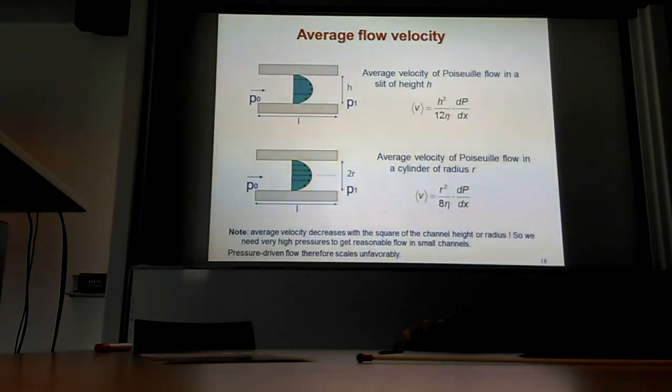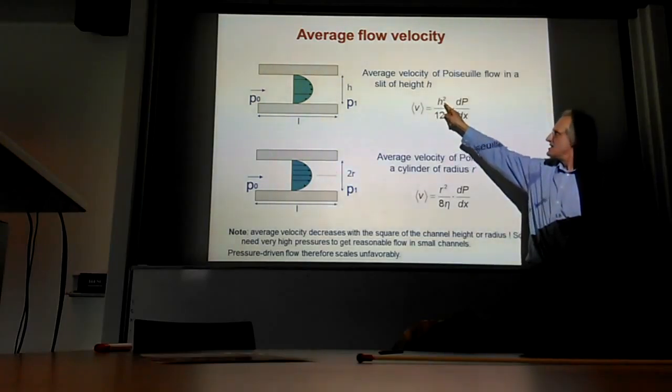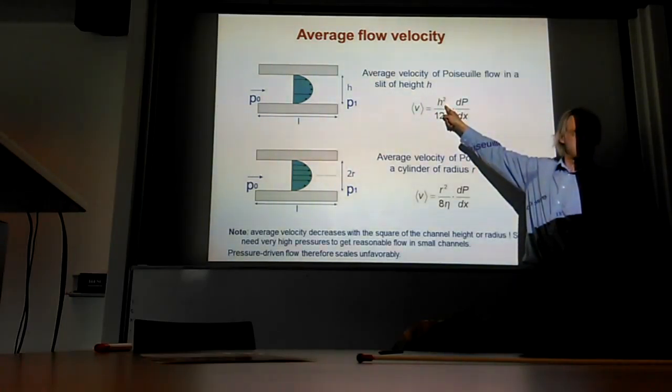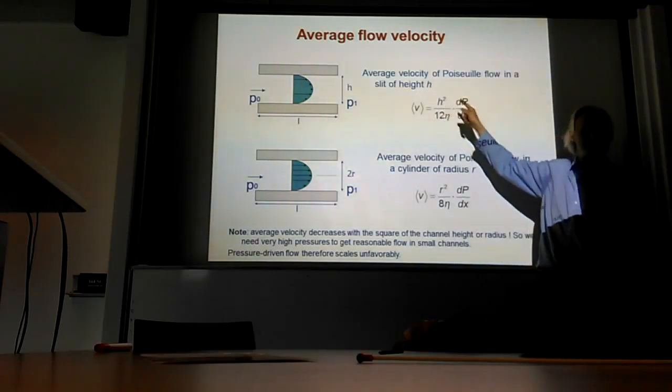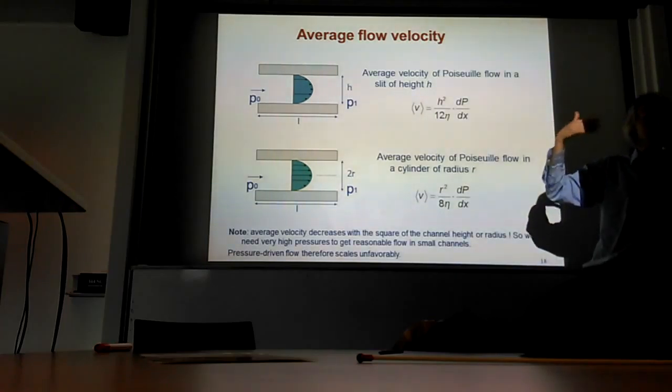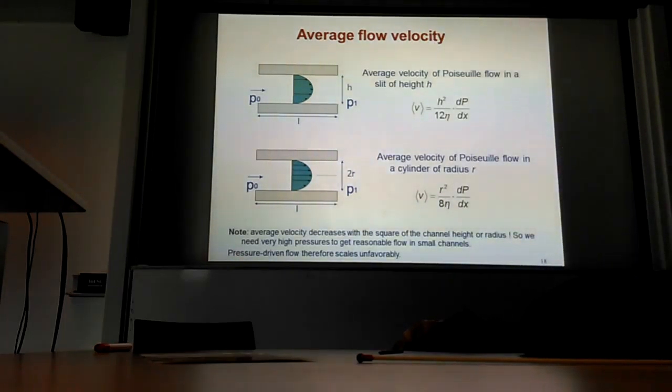Important point to see here is that the velocity scales with the height squared. So if you make a microsystem 10 times smaller in height, the average velocity is 100 times smaller, with the same pressure gradient. So to keep reasonable velocities in microsystems, you really need to have high pressures, which is a limitation. We'll later see how to overcome that limitation.